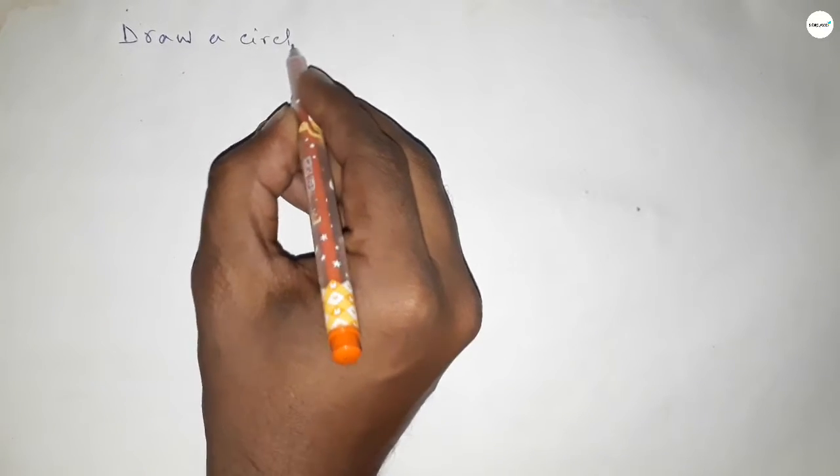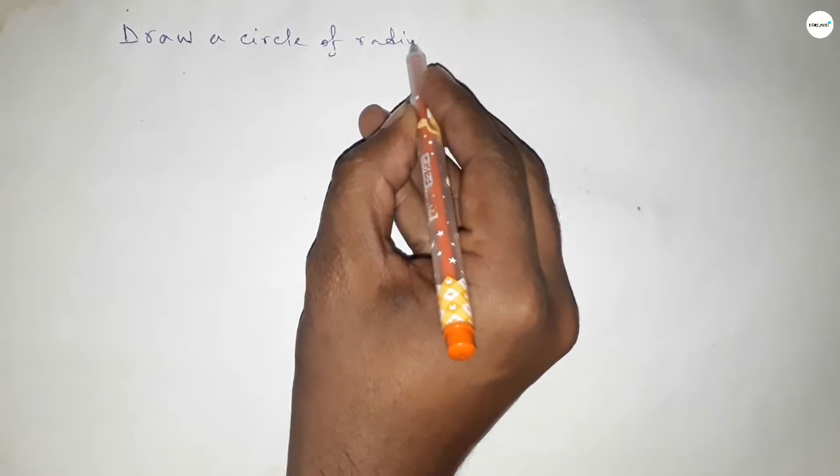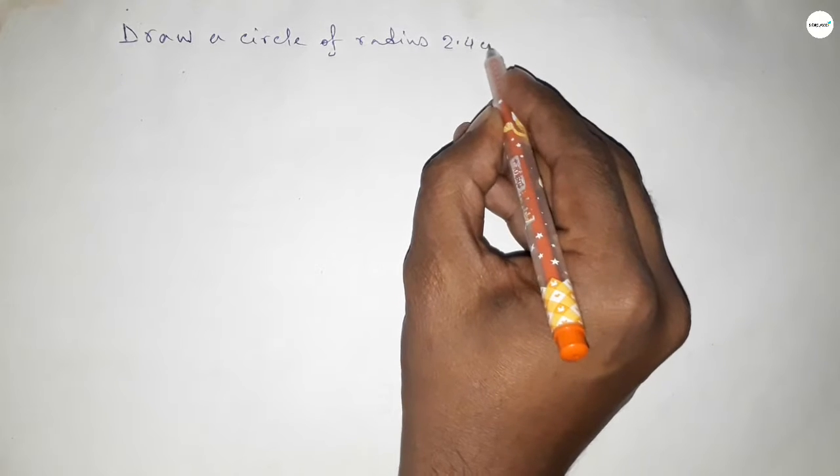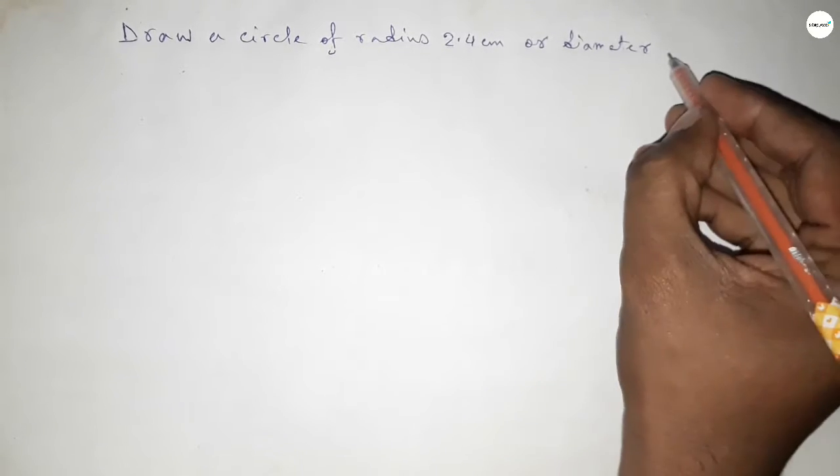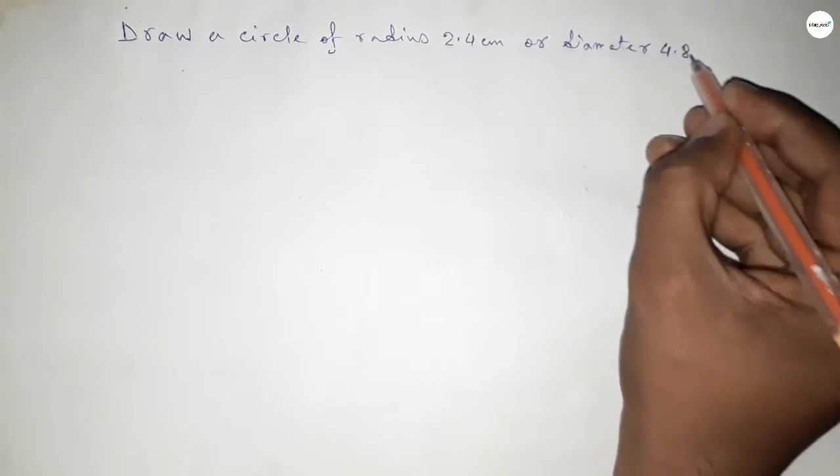Today in this video we have to draw a circle of radius 2.4 centimeter or diameter 4.8 centimeter. So let's start the video.